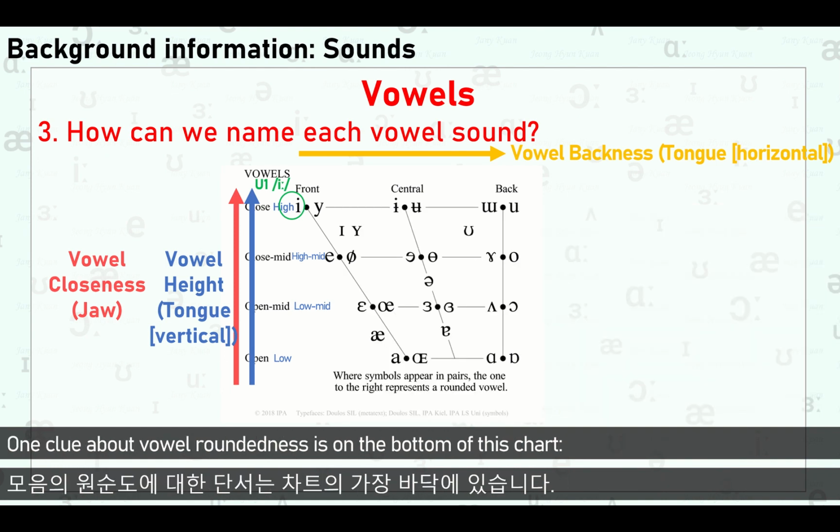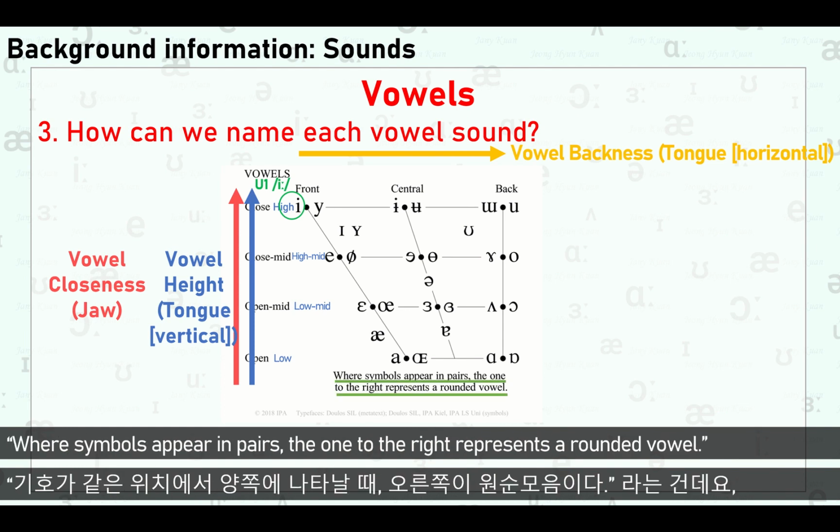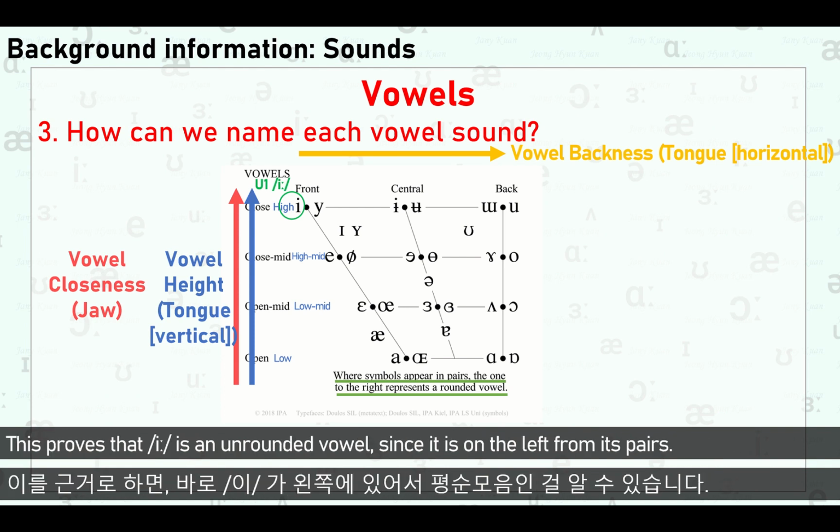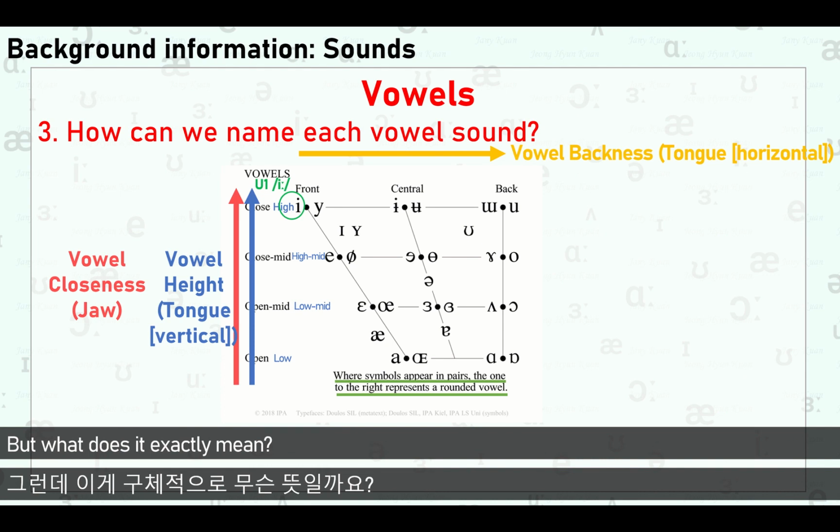One clue about vowel roundedness is on the bottom of this chart. Where symbols appear in pairs, the one to the right represents a rounded vowel. This proves that E is an unrounded vowel since it is on the left from its pairs. But what does it exactly mean?